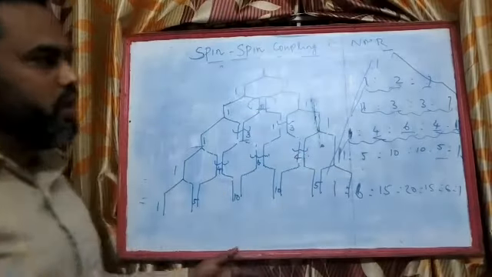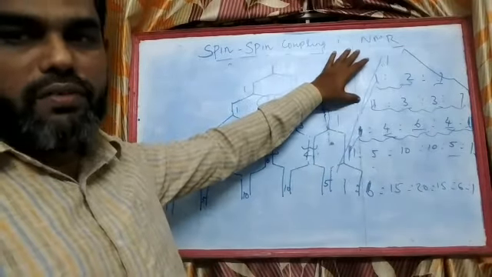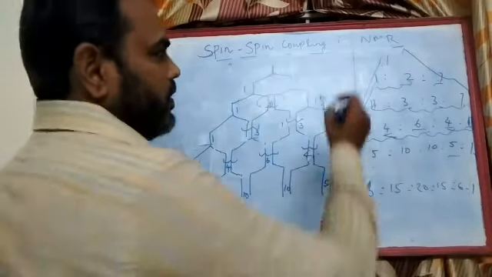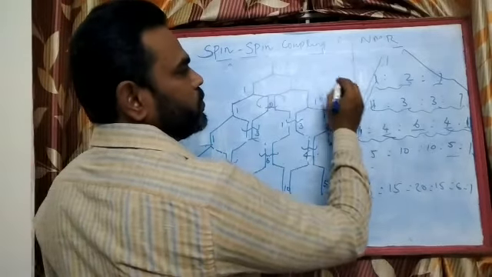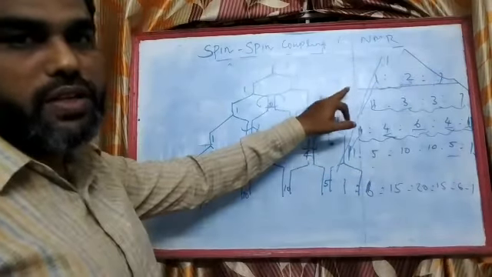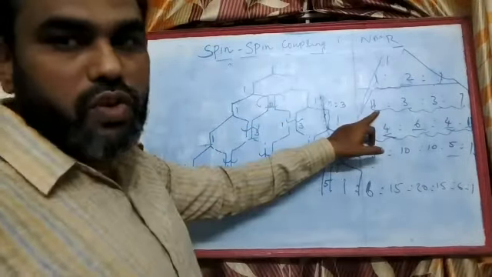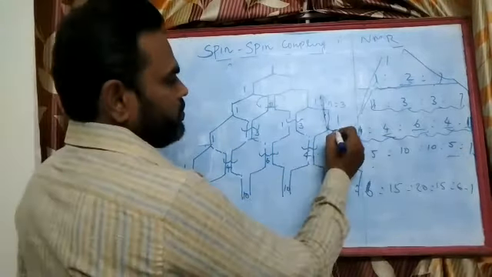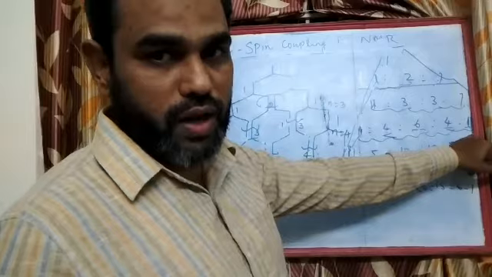So if you follow this family tree method, you can very easily find the intensities of the spectral line. If the number of neighboring protons n is equal to 2, you will have 3 splittings with an intensity of 1 is to 2 is to 1. If n is equal to 3, you have 4 splittings, 1 is to 3 is to 3 is to 1. If n is equal to 4, you have 5 splittings, 1 is to 4 is to 6 is to 4 is to 1.